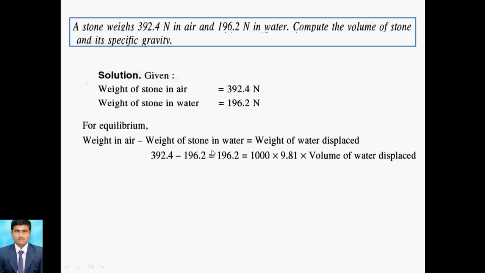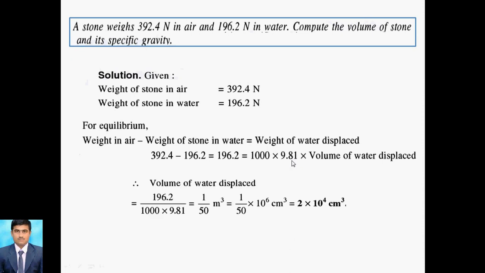So here 392 for air. For water we can write 196.2 is equal to 1000 into 9.81, because weight is nothing but rho g into volume. Rho is 1000, g is 9.81, into volume. So the volume of water displaced we have to calculate here. Therefore, transferring this term, we get 2 into 10 raised to 4 centimeter cube.